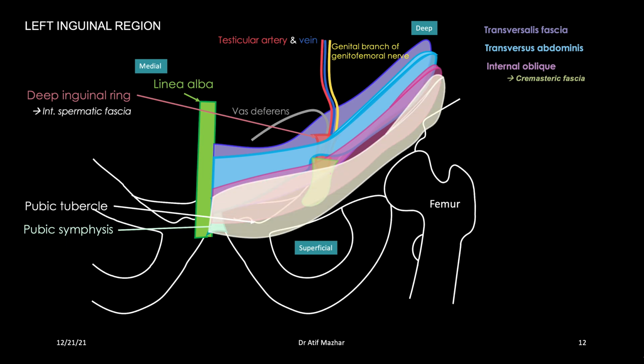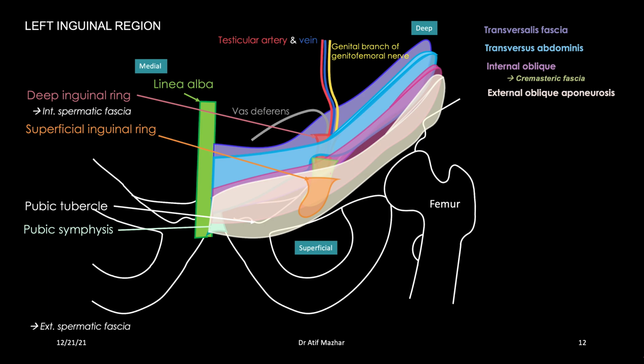After that, my external oblique aponeurosis is on the way, and now it will also drag a wrap from here. There is a defect in that, and this defect is called my superficial ring, and then it will pass out through it. So at the superficial ring it drags a wrap from there, and we call this one the external spermatic fascia. And the distance between my superficial ring and deep ring, this whole channel, we call the inguinal canal.